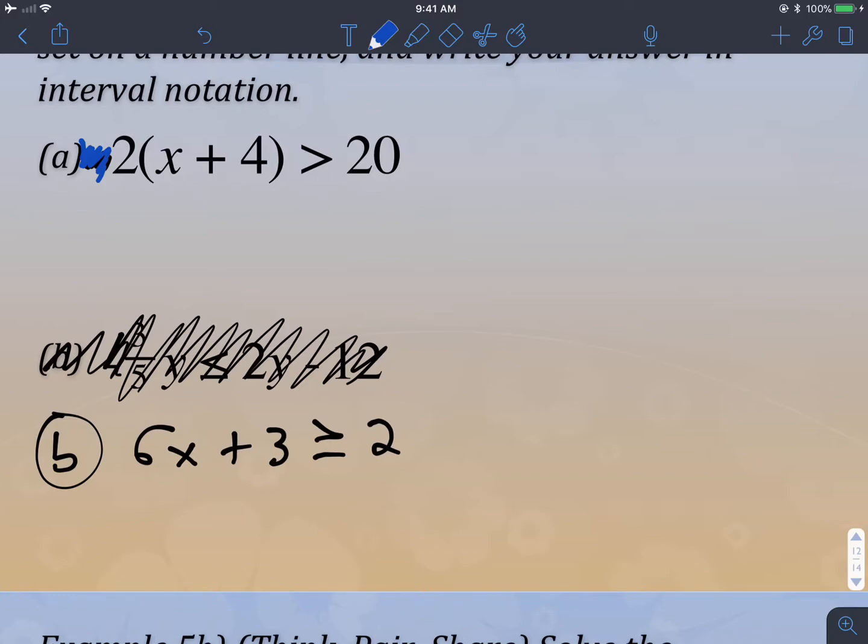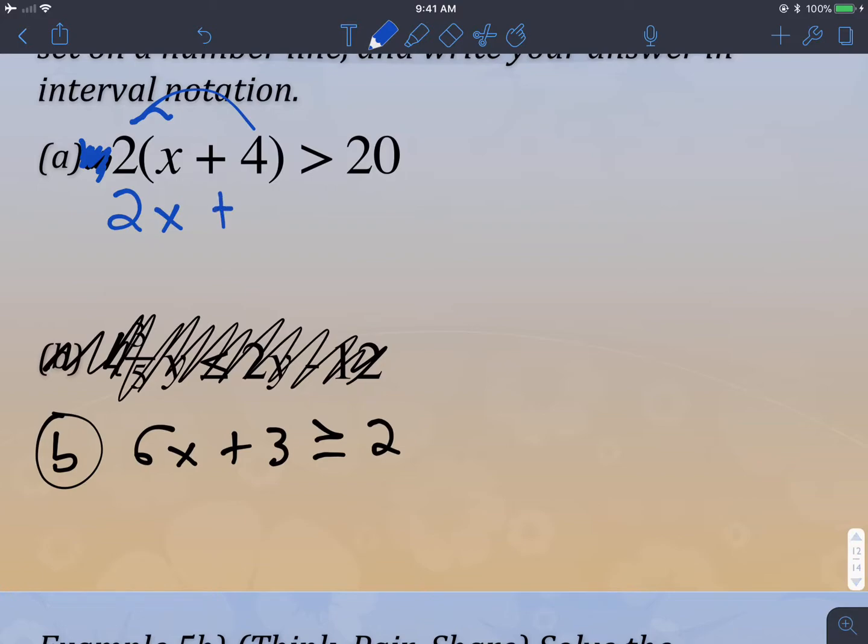Everything's good except for this. Okay, because x is greater than, so the line's going to point to the right. So it's going to go from 6 to positive infinity. But I still don't get the bracket because it's not the equal to. Correct.